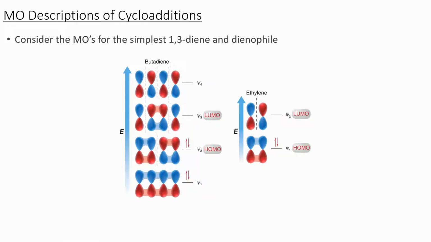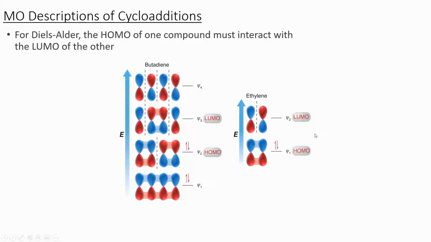We can return to our molecular orbital descriptions and look at the molecular orbitals for butadiene as well as ethylene. We have 4 electrons in butadiene that are going to occupy the 2 lowest energy molecular orbitals. We have 2 electrons in ethylene that occupy the lowest energy orbital. In order for us to react these two together, we're going to need the electrons in the highest occupied molecular orbital of one compound to interact with the lowest unoccupied molecular orbital of the other compound.